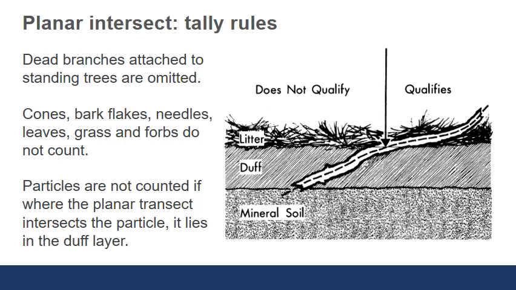In general, dead branches attached to standing trees are omitted. Cones, bark flakes, needles, leaves, grass, and forbs also do not count. Additionally, if the particle lies in the duff layer where it intersects the planar transect, it is not counted.